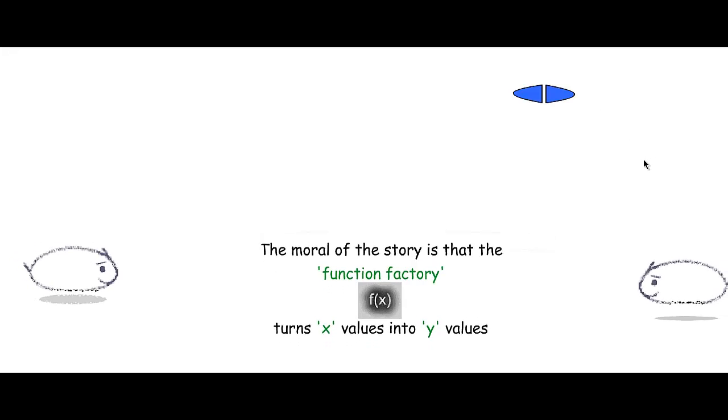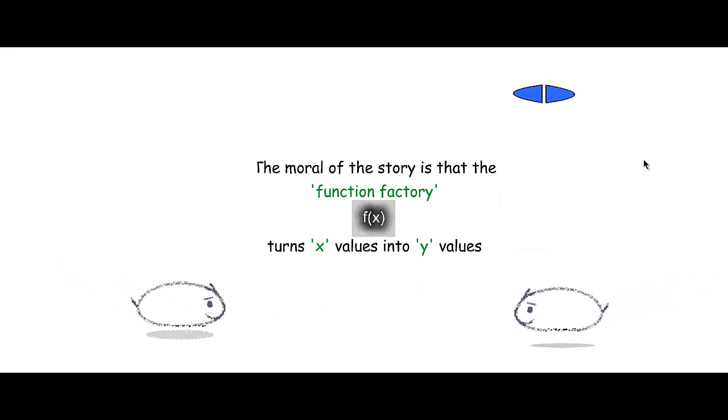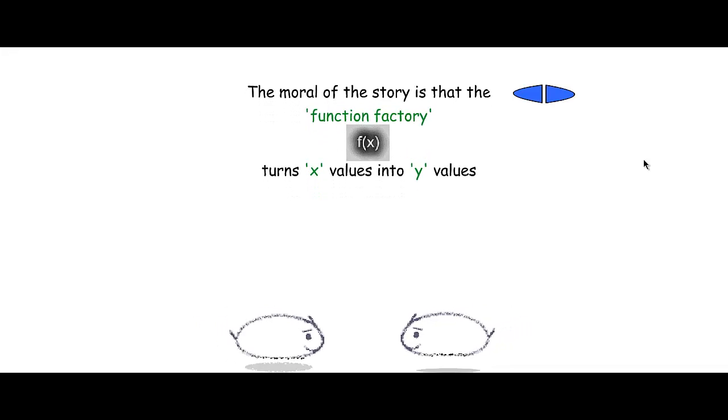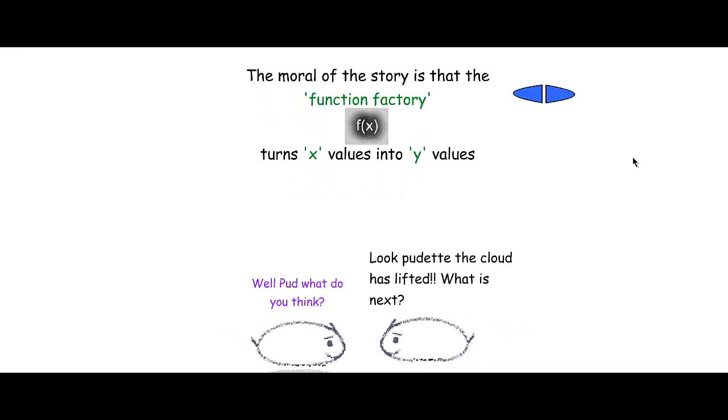And when you melt it down, the moral of the story is that the function factory turns x values into y values, which can be plotted. And we can see that Padette is in much better shape.